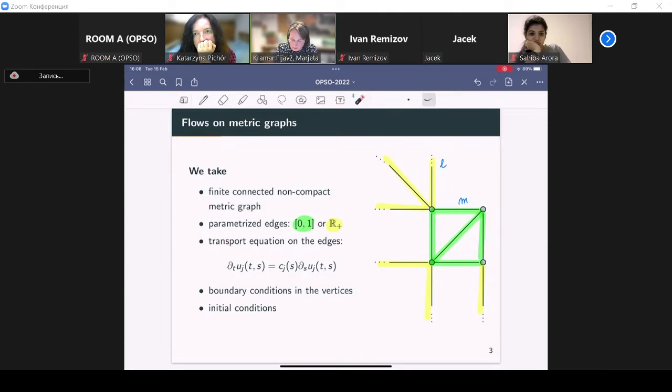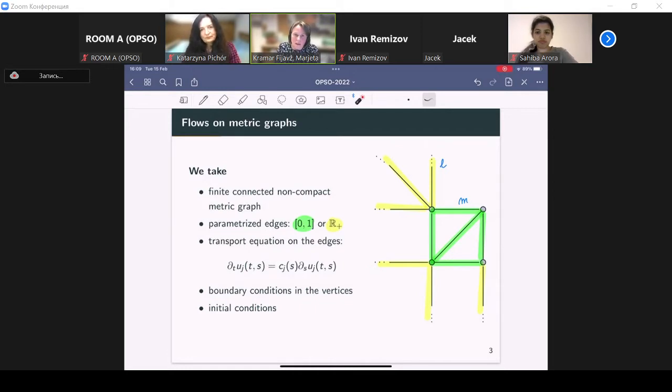And then on each of the edges, we take a transport equation. So this J represents the index for each of these edges. We have a function U, which represents some density or distribution of the material at time t at position s. And then the time derivative equals some space-dependent coefficients times the space derivative. So this is the simple transport equation. Okay, it is not the simplest because we have these coefficients here, but still we don't have anything else here.